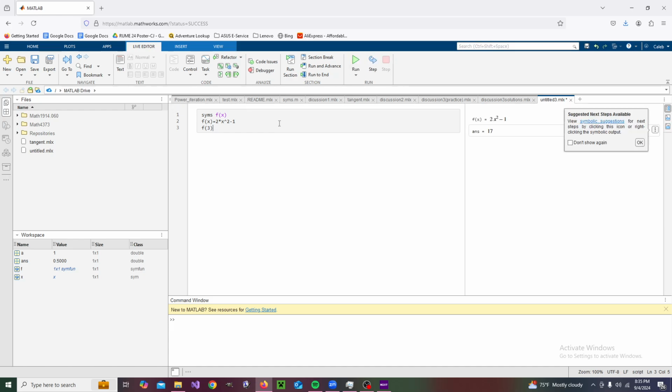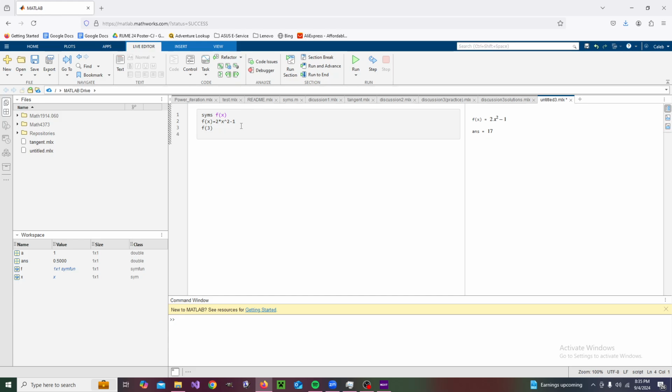So now MATLAB is really smart, and I can say something like f of 3, and now if I run my code again, it's going to do all of these operations in step: make a symbolic function named f, set that function f to be equal to what we just told it to, and then it's going to plug 3 into that function and get, well, 17.